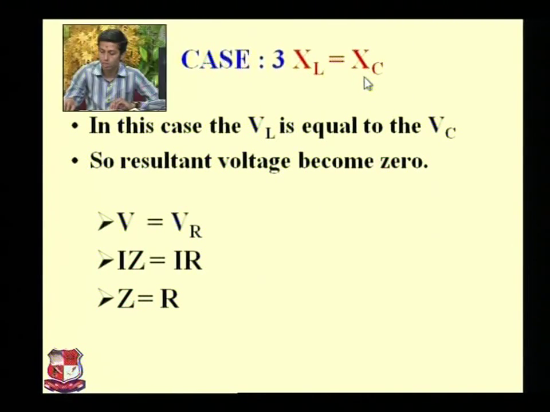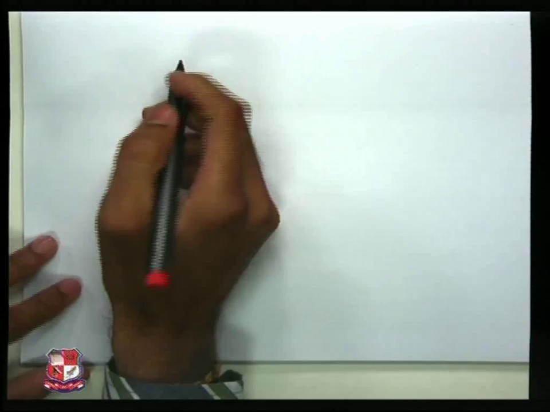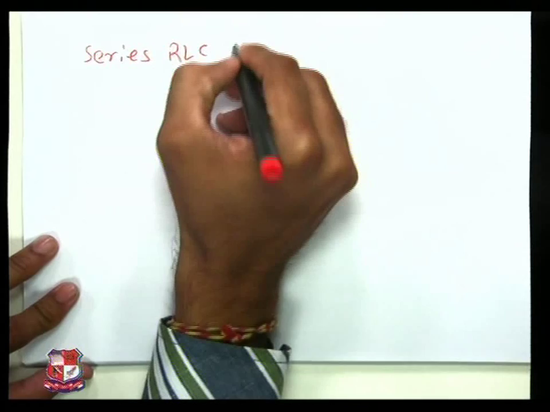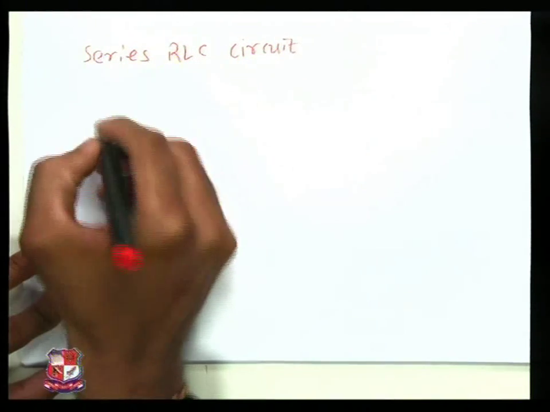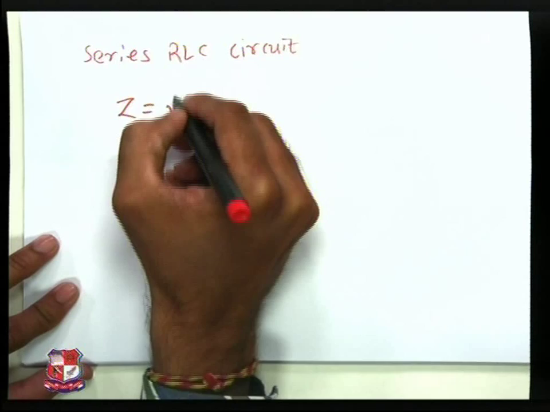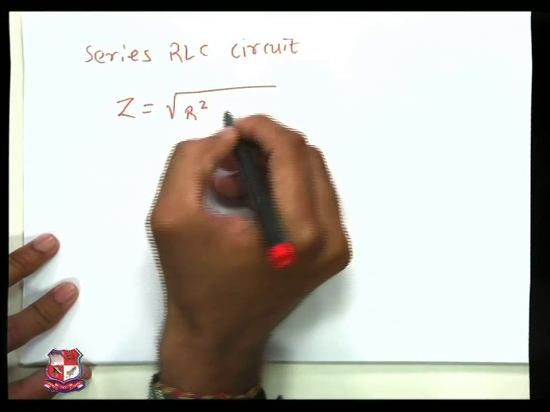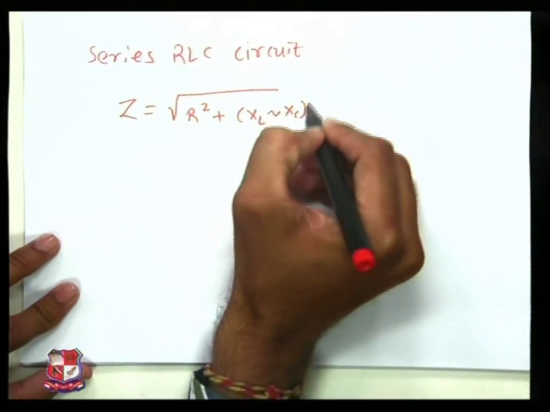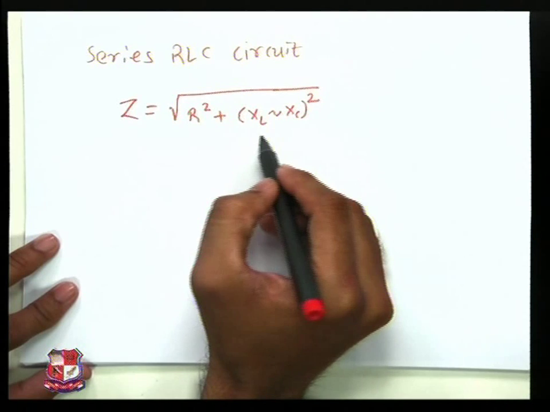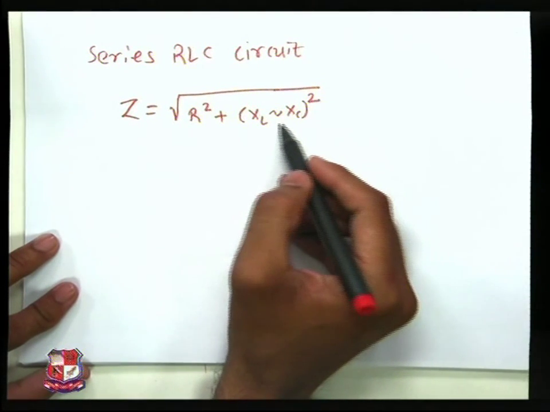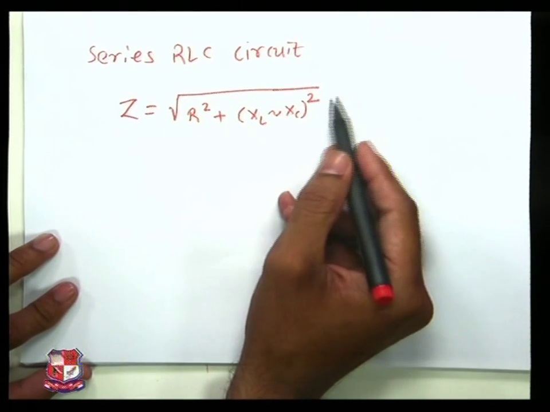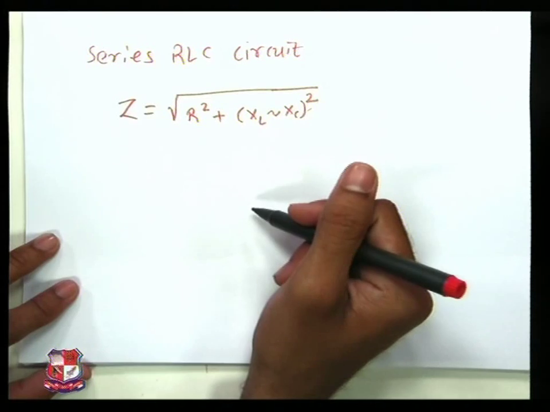So in totality we get the value of impedance in these three cases in a series RLC circuit. Impedance Z is given by the square root of R square plus (XL minus XC) square, because no matter whether XL is large or XC is large, we take the difference and then we take the square. The values may be negative or positive, but we go for the square, then it becomes positive.